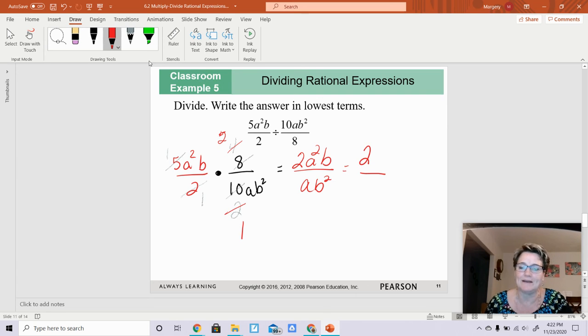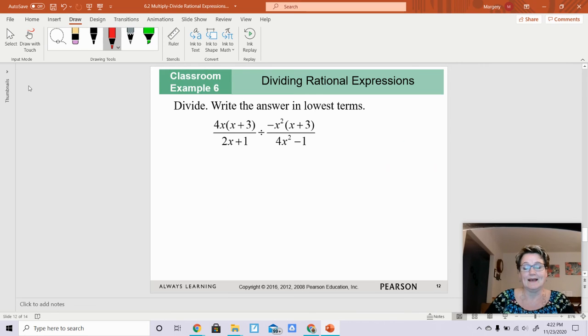A squared divided by a is a. B divided by b squared is b to the negative first power. Remember, we're not allowed to have a negative exponent, so I bring it back downstairs. Okay? All right, next one. This one is a little bit more entertaining, but not that bad.